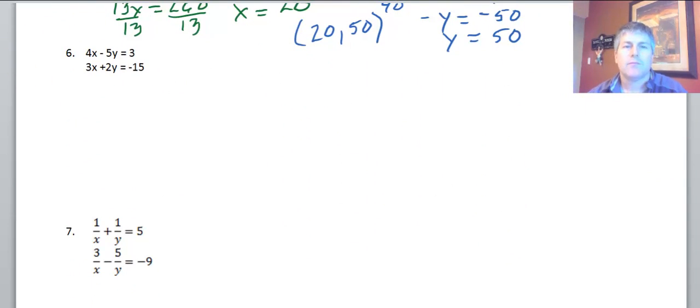Problem number 6, a little bit similar to 5, where we're going to have to multiply. We have opposite coefficients, so what I would do is multiply the top one by 2 and the bottom one by 5 and come up with 2 new equations. And you know what? For a little practice, why don't you stop the video here, take a break, go ahead and solve that particular equation, and I'll check your answer in class.